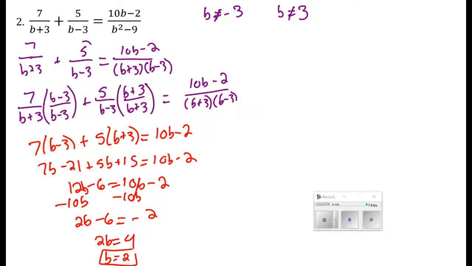Again, notice that it's not one of my two values that I excluded, so there's no extraneous solutions, and b equals 2 is our final answer. b equals 2 is the value that when I plug it in, I get a true statement.